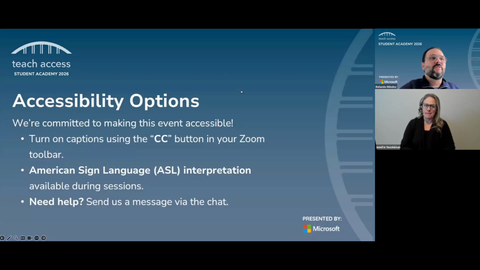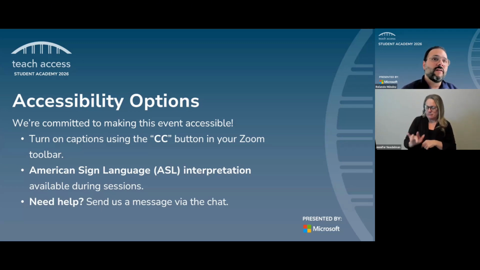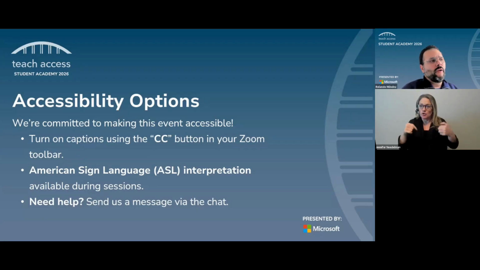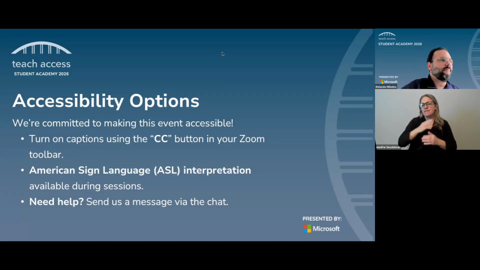Just so that you know, we're committed to making this event accessible. You can turn on the captions by using the CC button at the bottom of your screen or your Zoom toolbar. There's also American Sign Language (ASL) interpretation available during sessions. We have highlighted them on our screen so the recordings can also show the interpreters. And finally, if you need any help, send us a message via the chat.